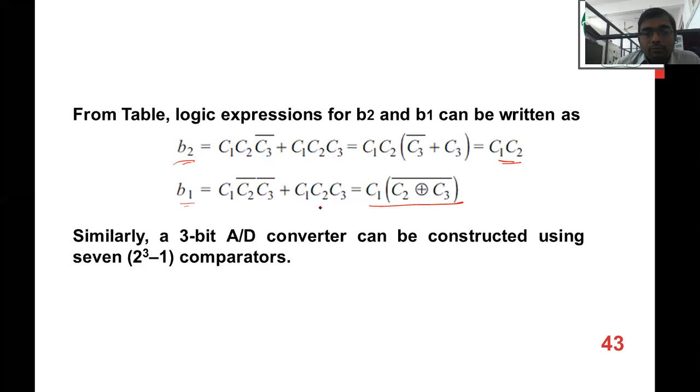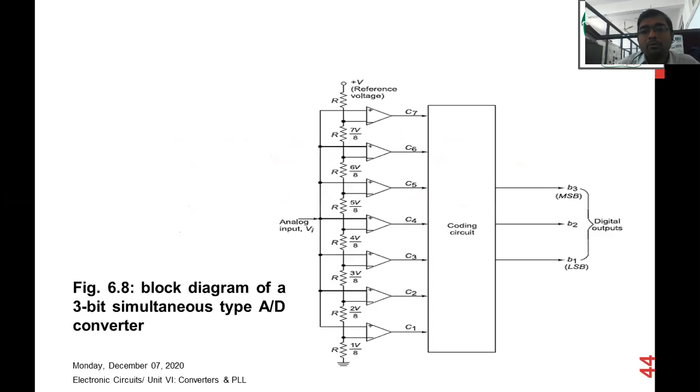Now in a similar fashion you can explain the 3-bit flash type A to D converter. But here how many comparators will be required? Now the number of bits is increased, so we require 7 comparators. In the first case we required only 3 comparators. Now the number of comparators is doubled. When you increase only 1 bit, the number of comparators doubles. So please note down this diagram.